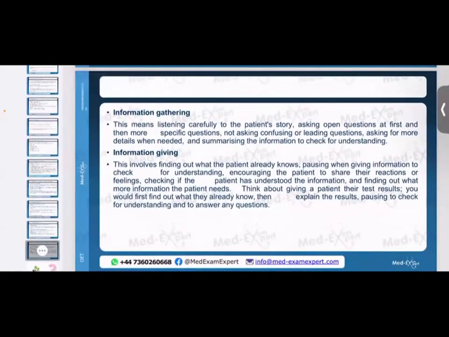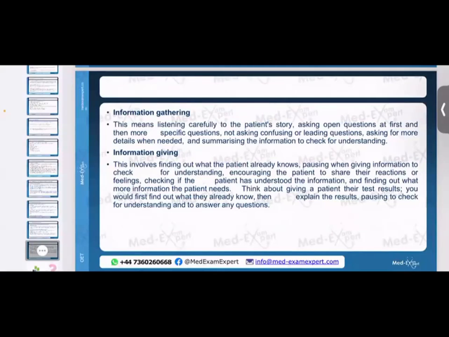Another thing is information gathering. This is the best technique to apply for speaking role plays. You have to ask the patient first. If you are declaring a diagnosis to the patient, first ask, Mr. John, I have your reports. You are having this disease. So what information do you have about it? What information does the patient have about the disease?